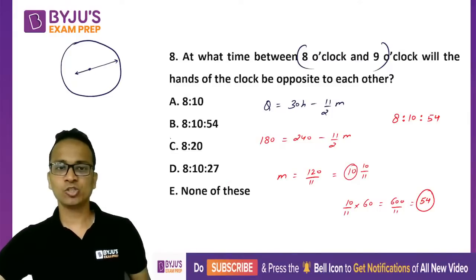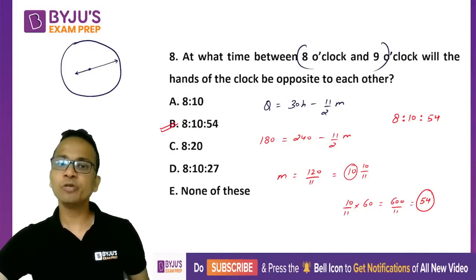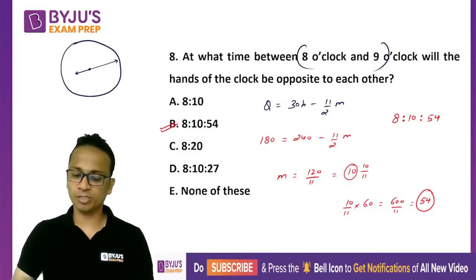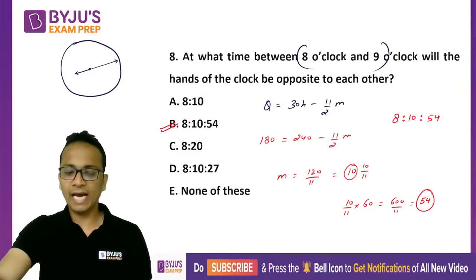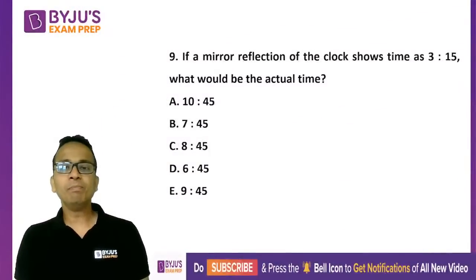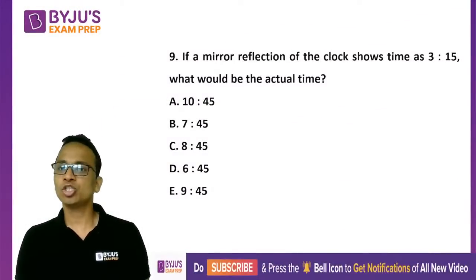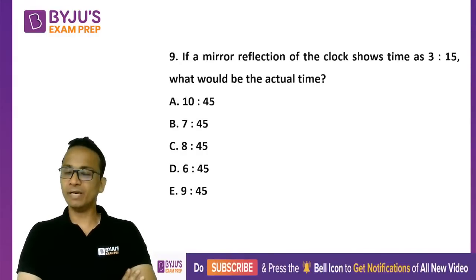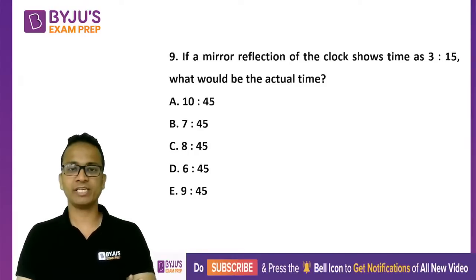All right. So here the correct answer should be option B. So for this, correct answer is option B. Right. Let's go ahead and look at the next question. Question number 9. If a mirror reflection of a clock shows 3:15, then what would be the actual time? The mirror reflection shows 3:15. You have to find out the actual time.